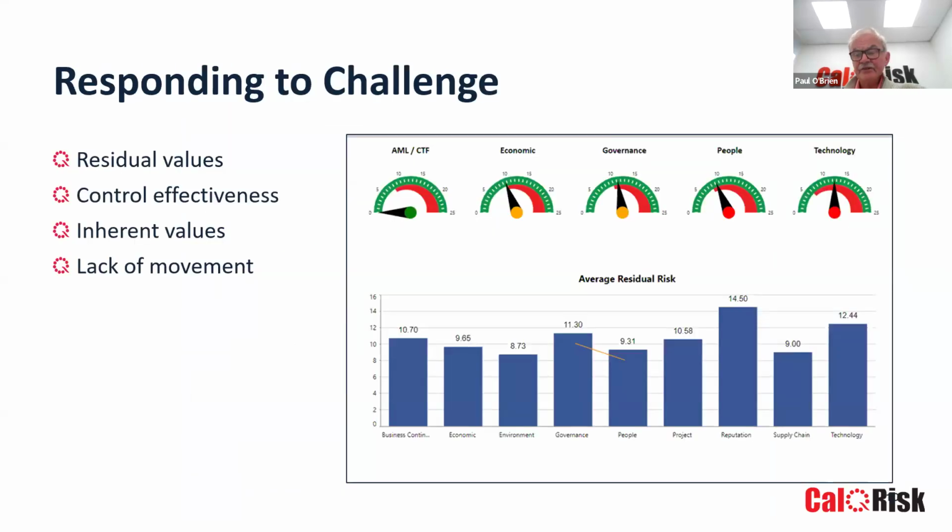And then you're looking here at, I'm going to call this responding to challenge. So what you're looking at is just a graphic of residual values, and it's challenging things like control effectiveness, the inherent values, and a lack of movement. So sometimes risk can be very static. There's nothing happening in it. There are no additional mitigations. You do an assessment and it doesn't change. So people often talk about a lack of movement as an issue. Well, what's happening with this?